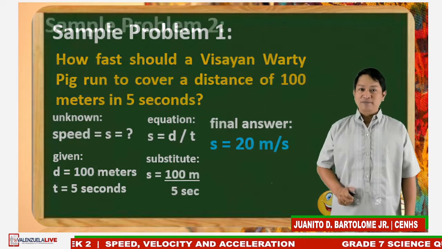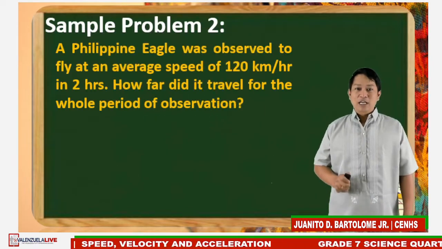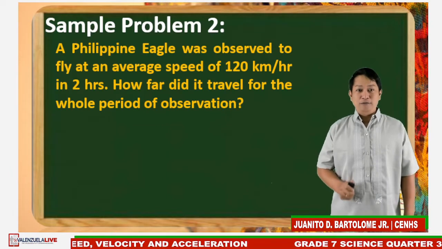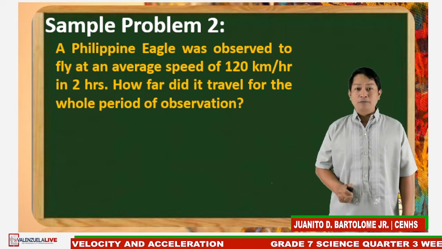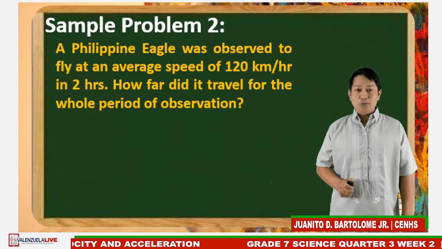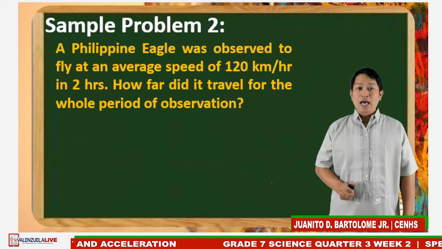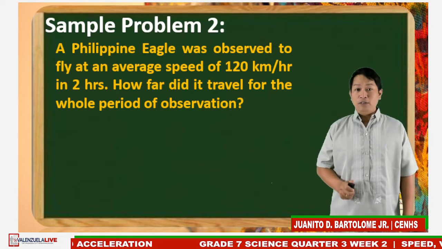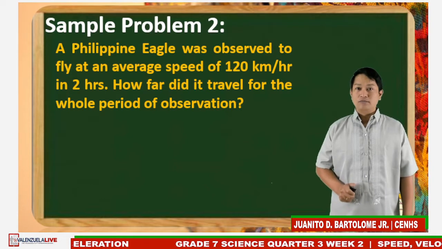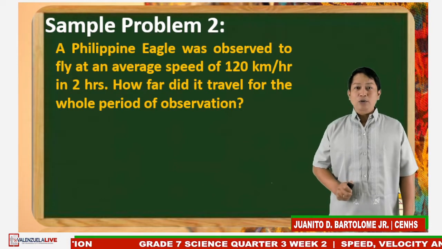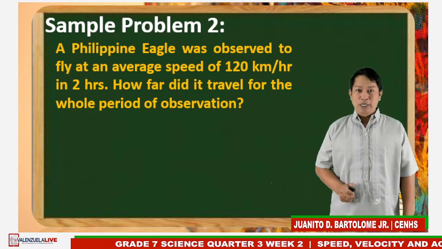Next problem. A Philippine eagle was observed to fly at an average speed of 120 kilometers per hour in 2 hours. How far did it travel for the whole period of time? We will do the same procedure in solving problems.